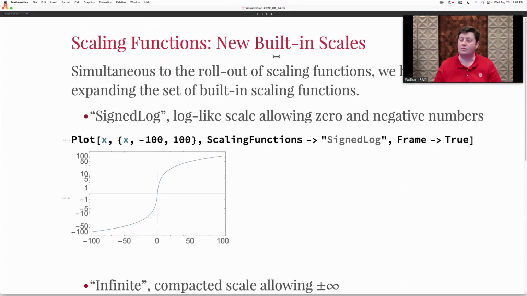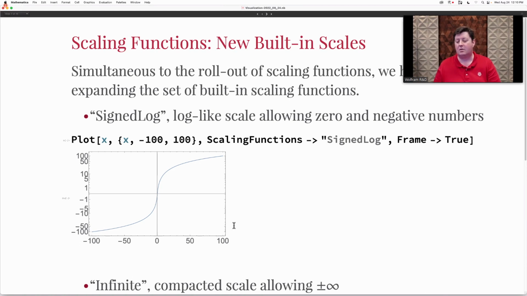And the other thing that we've been doing to expand scaling functions is adding more built-in types of scaling functions. We've added a signed log scaling function, which is similar to log, except it does a little bit of work so that we can deal with negative numbers and even 0. So it has to shift a traditional log scale a little bit to be able to show those.